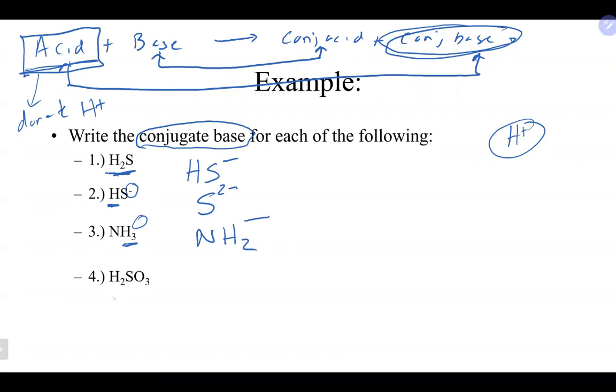And lastly here, we will lose 1 H, which will leave us an H, an S, an O, and a 3. And once again, it is neutral, so it becomes one more negative, and we end up with HSO3 minus. Any questions on any of those? Yeah.